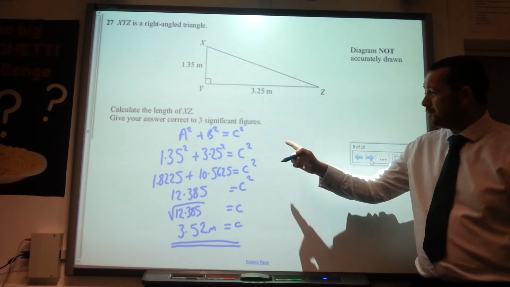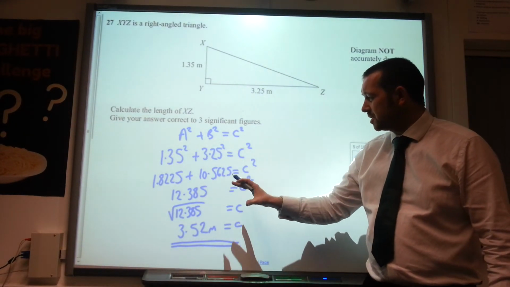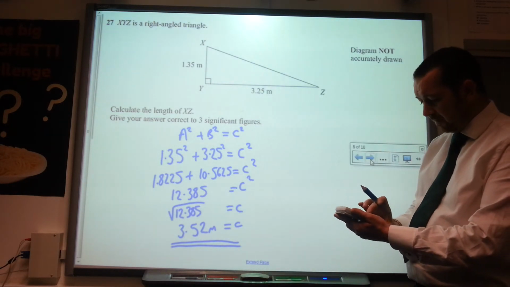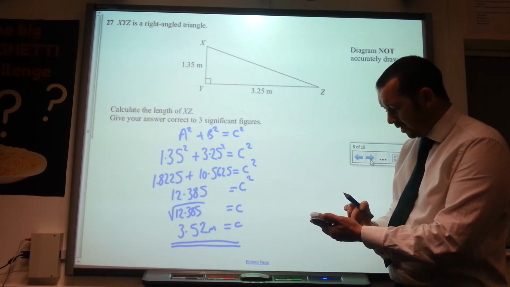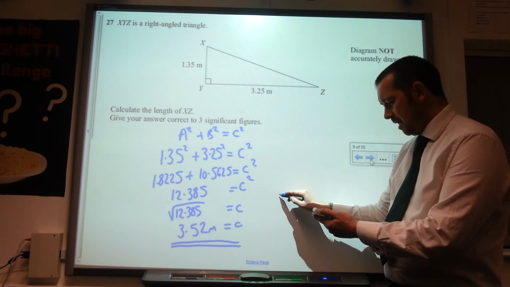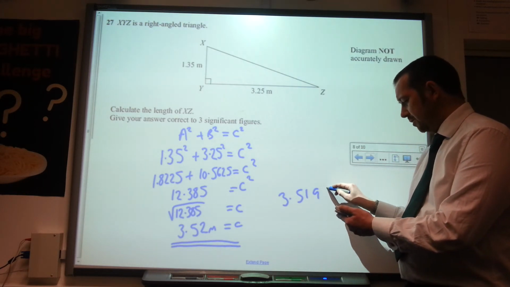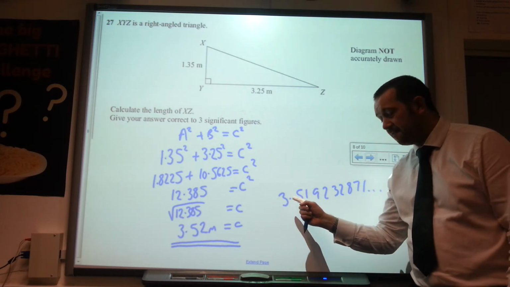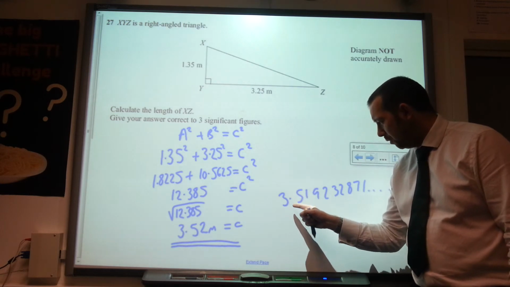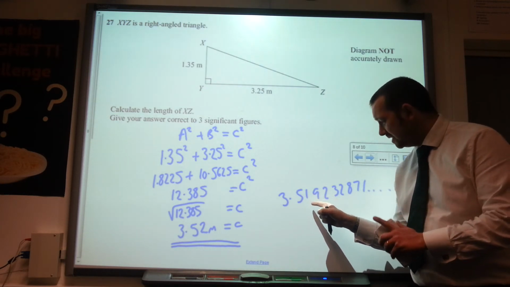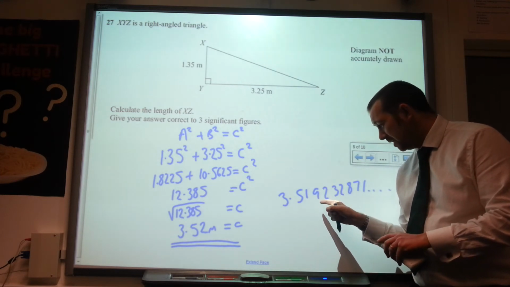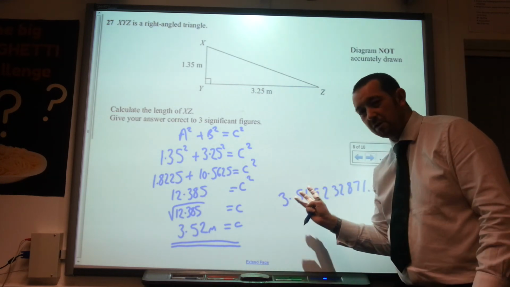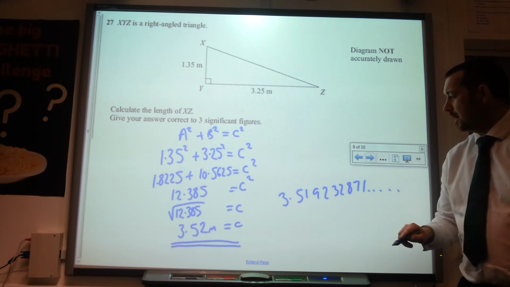This one is a bit trickier because you've got decimal numbers here, but the same process still applies. Now, this bit here, it said give your answer correct to 3 significant figures. When I square root 12.385, I get 3.51923287 and so on. I want 3 significant figures, so I want the first 3 numbers that appear. So it's the 3.51. However, the last number I'm writing down is going to go up because the number next to it is a 9. So it's going to round up to 3.52 for 3 significant figures. That means the first 3 numbers that I want.